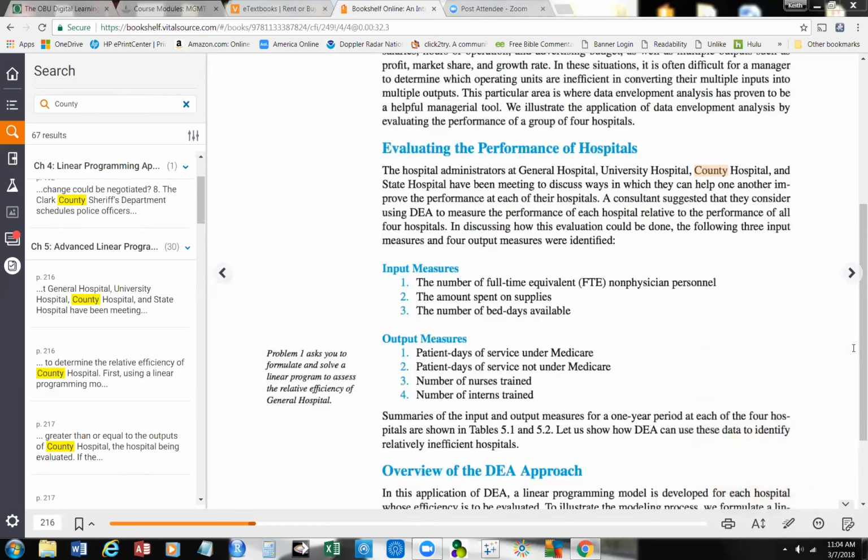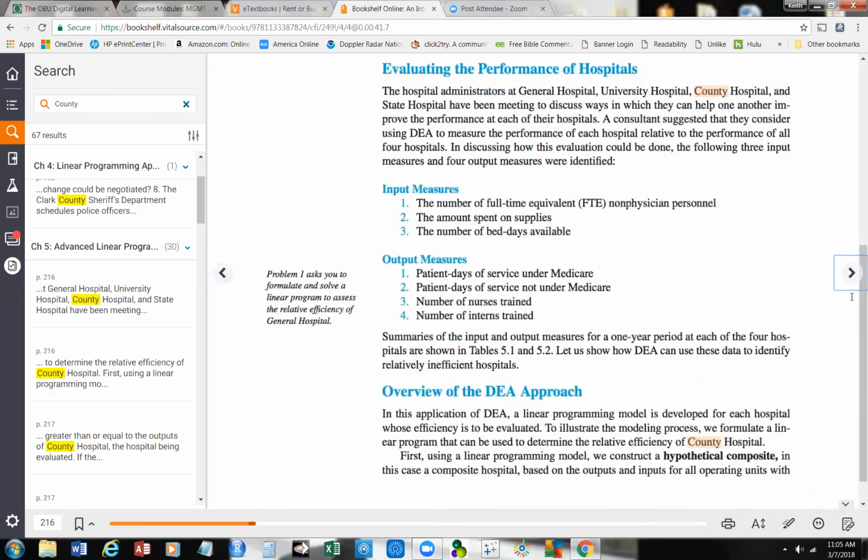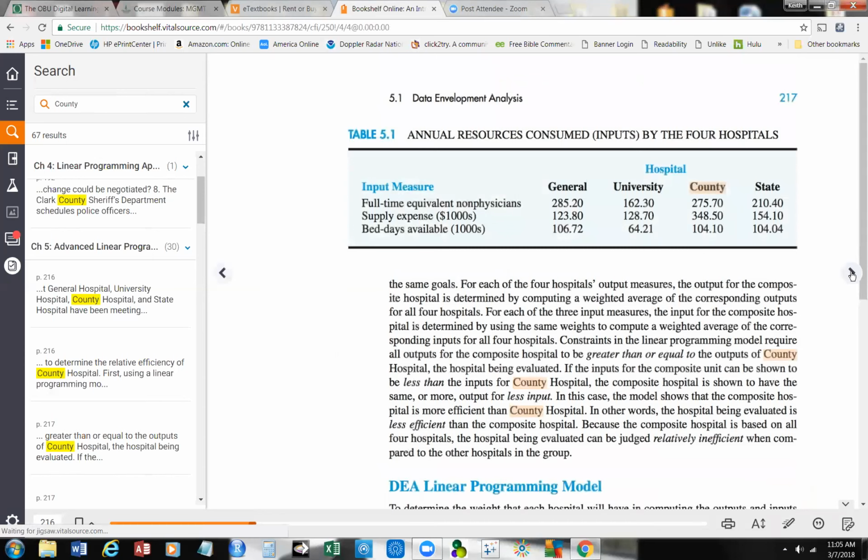I like Wheaties. All right, so the authors give us a nice look at the overview of the approach. And again they talk about the hypothetical composite, and they give us some of these annual resources that are consumed.